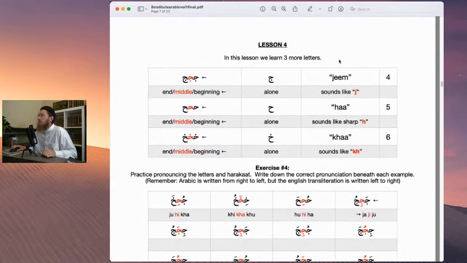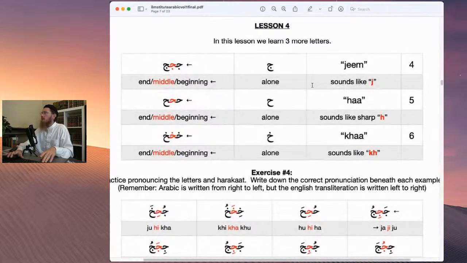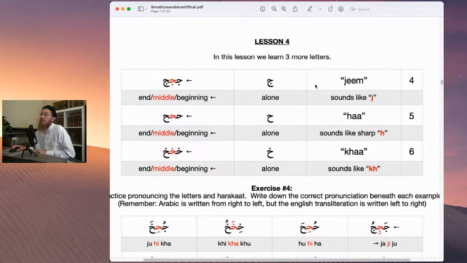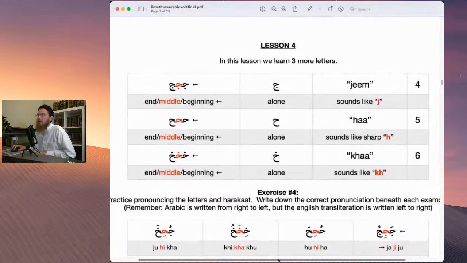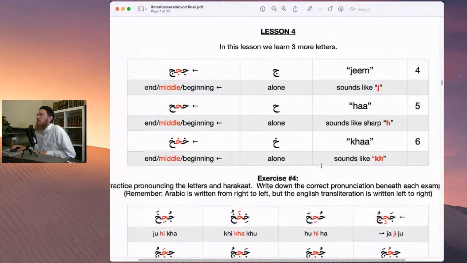So we don't want to do too much, but I think we'll end with lesson 4. We learned 3 more letters. You don't want to bite off more than you can chew. You don't want to do too much too fast, but this is just to show you that this is something you can learn. Inshallah, with these resources, you just have to go through these exercises. It's as simple as that.